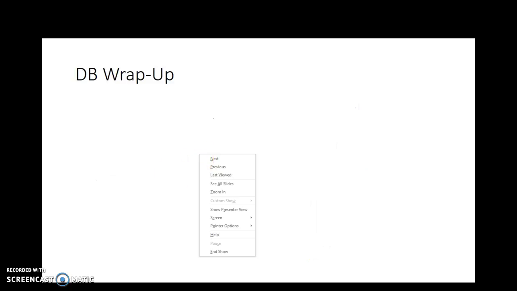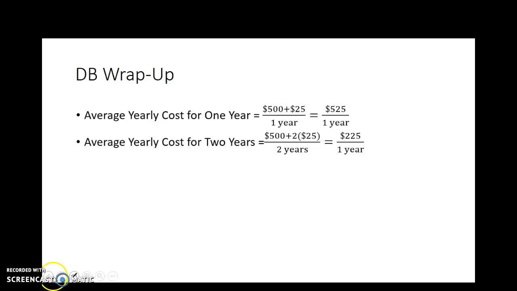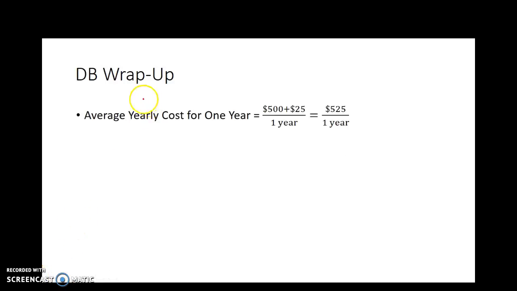Let's actually go through some of the computations, and what we're going to do here is just look at a couple of different average costs. So the average yearly cost for 1 year would be the total cost for that year, which would be the $500 for the appliance plus $25 for that full year of electricity. Now, we don't really need to divide it because we know it's for 1 year, but yeah, we do need to divide by the number of years. So we get $525 per that 1 year on average.